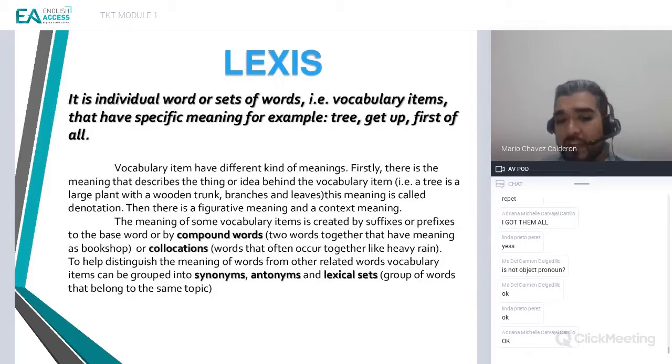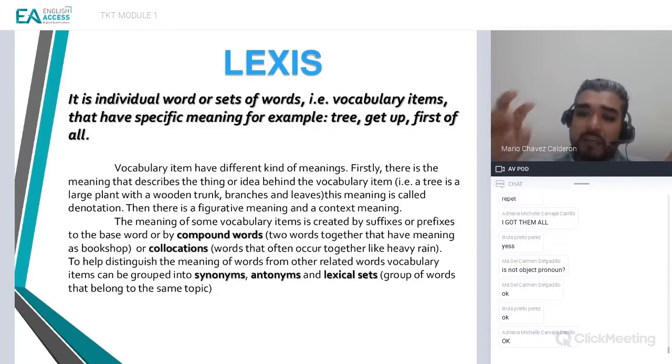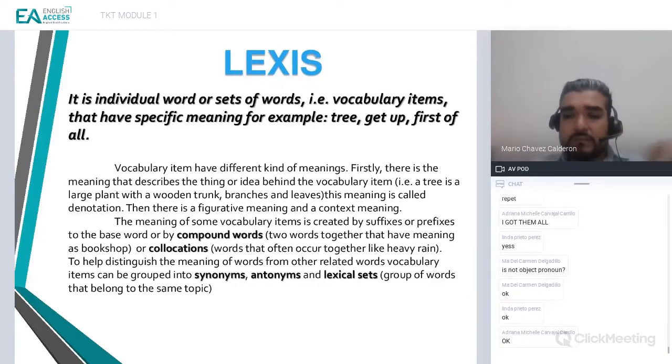We also have collocations, words that often occur together like heavy rain. Collocations are words that sometimes go together, but they don't have one meaning, but each word has a meaning. For example, good morning is a common phrase. You usually say good morning. But good has meaning. Morning has meaning. So it's two meanings. Every word has meaning.